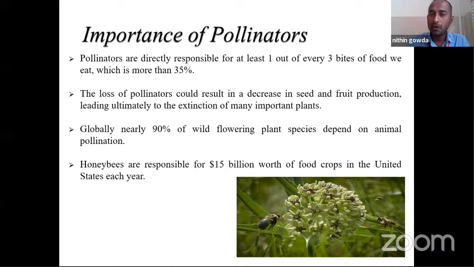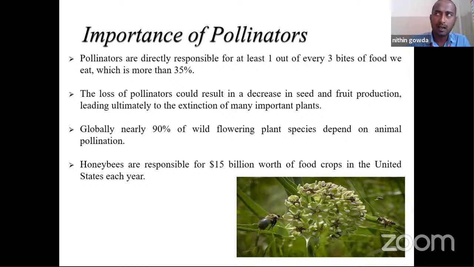When we are eating fruits and vegetables, pollinators are required. The loss of pollinators may ultimately decrease food production, and even cause the extinction of some plants. Globally, 90% of wild flowering plant species are dependent on pollination. Honeybees are responsible for $15 billion worth of crops in the United States each year. This shows the importance of pollinators and why we need to conserve them.